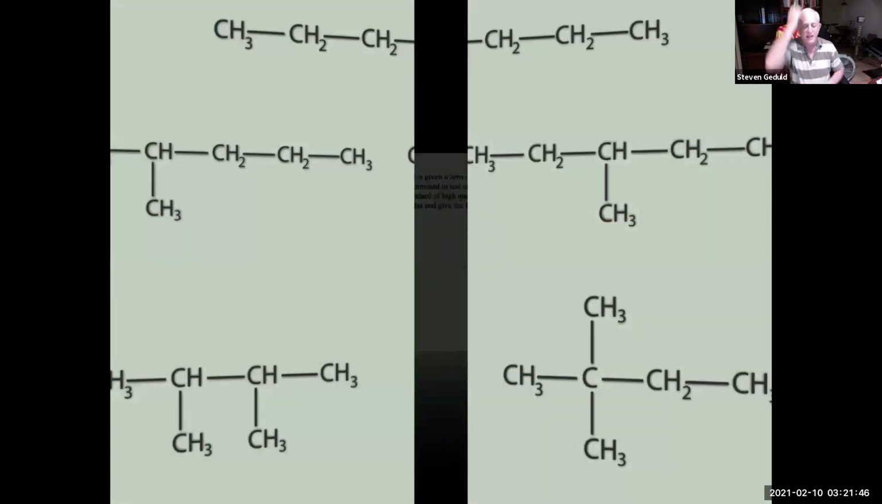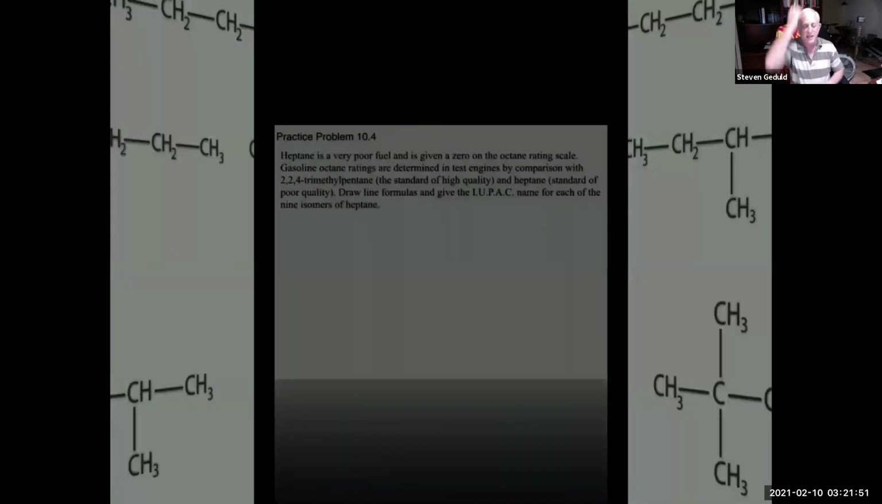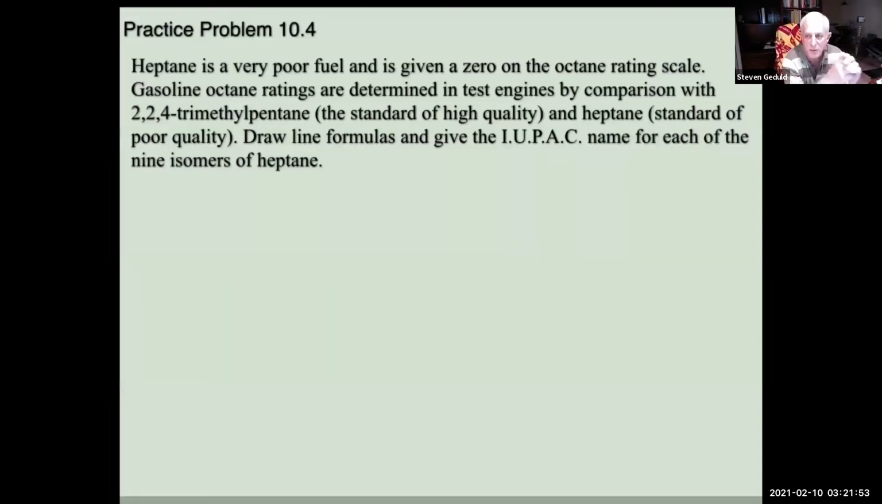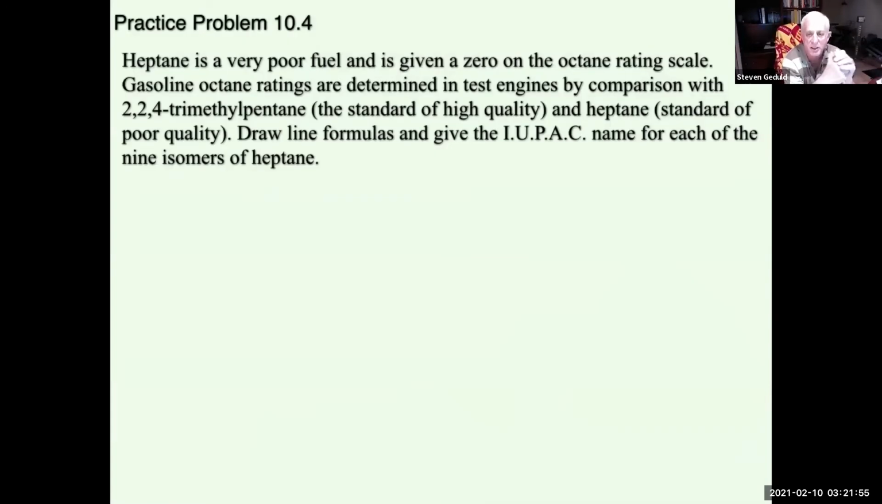Heptane is a very poor fuel, given a 0 on the octane rating scale. We don't really put that in our cars. Gasoline octane is determined by engine comparison with 2,2,4-trimethylpentane, which is the standard for octane ratings, and heptane, which is the poor quality one. Draw line formulas and give the IUPAC name for each of the 9 isomers of heptane.